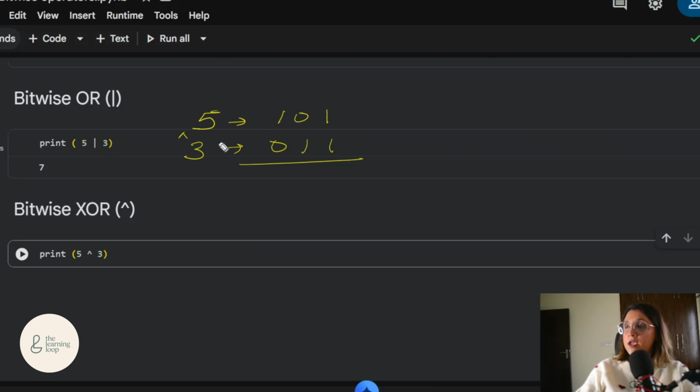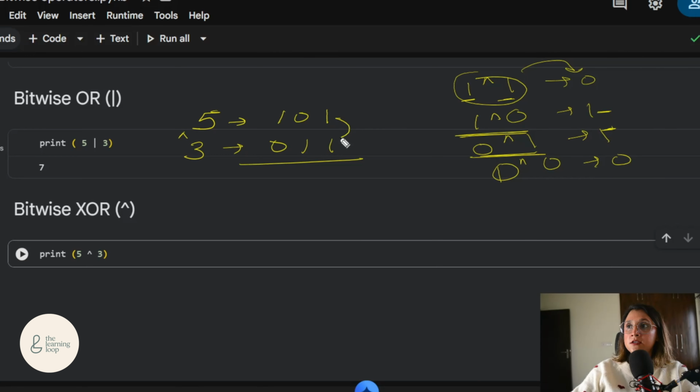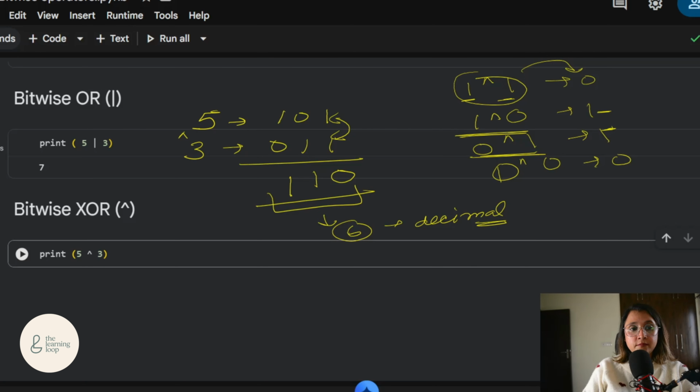So which means if we have 1 XOR 1, the answer would be 0 because both the bits are the same. If we have 1 XOR 0, it would be 1. 0 XOR 1, it would be 1. 0 XOR 0 would be 0. Now here we can see the rightmost bit is the same, so the answer would be 0. 0, 1 different bits, 1. 0, 1 different bits, 1. So 110 in binary is presented as 6 in decimal. So we should get the answer as 6 here. Let's quickly check that.